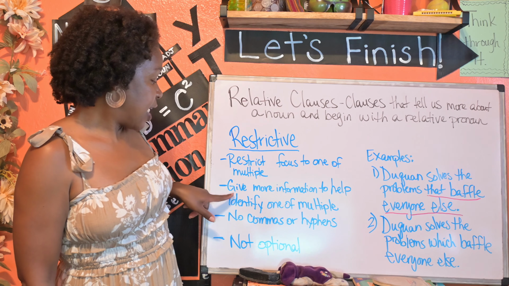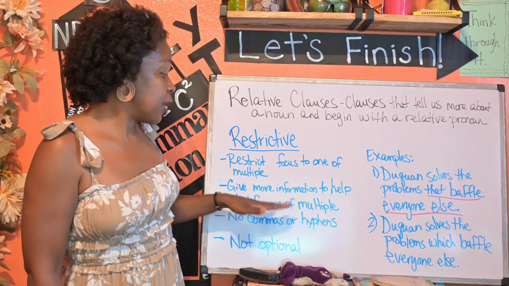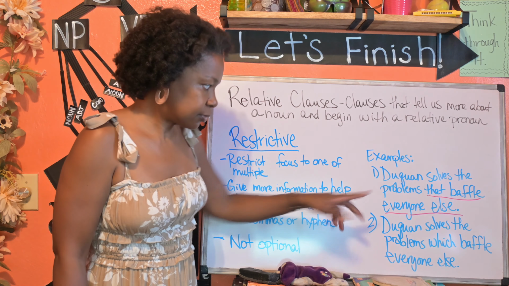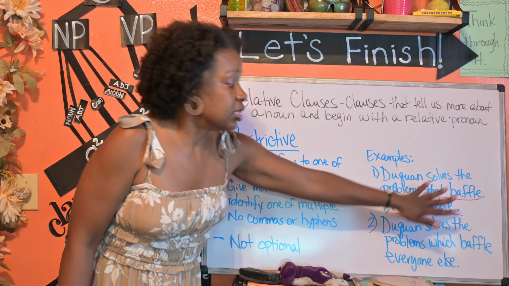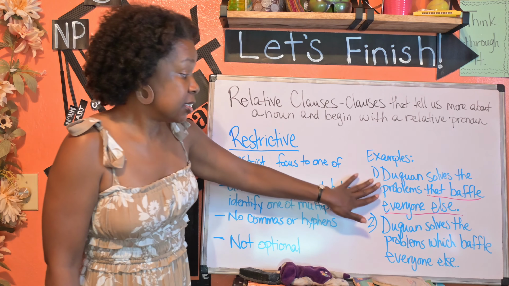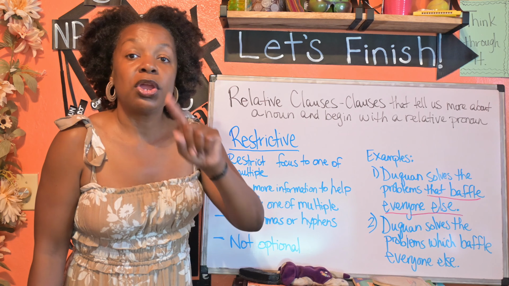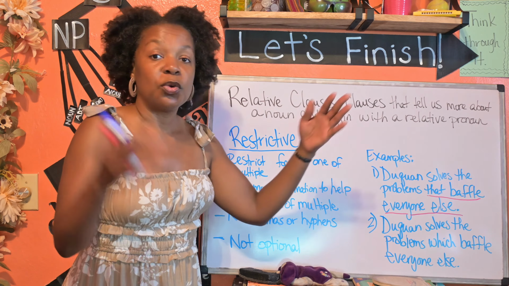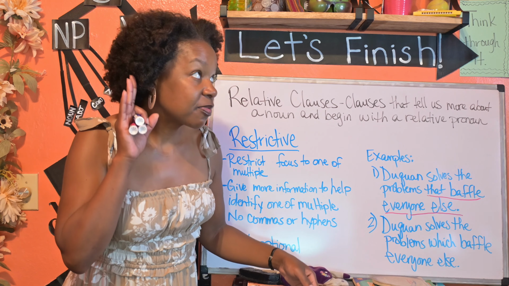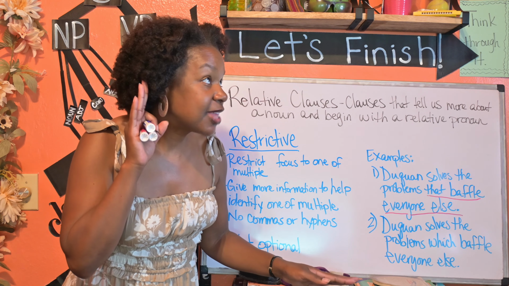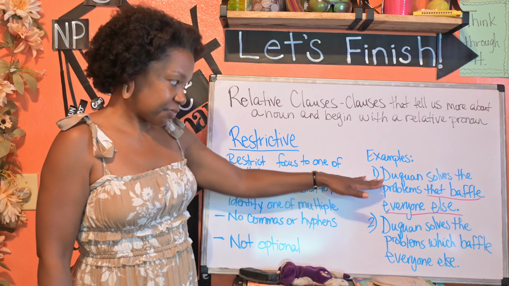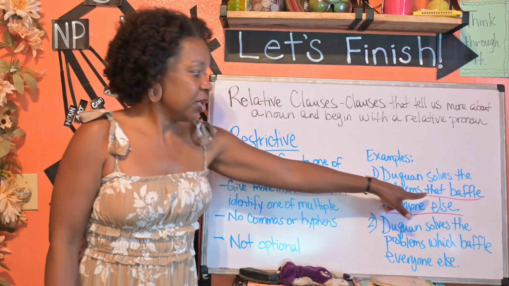Or we can think of it as being given more information to help identify one of multiple. So it's sort of saying the same thing, okay? Does Daquan solve all the problems in this sentence? No, we're being told about a specific subset of problems. Which are those? Did you say the problems that baffle everyone else? I hope you did. All right. So we have our that. Remember your who's, which's, and that's, followed by a verb.